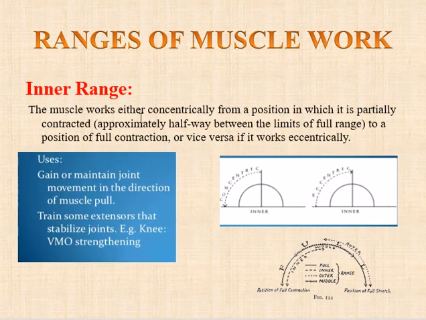Inner range. The muscle works either concentrically from a position in which it is partially contracted, approximately halfway between the limits of the full range, to a position of full contraction, or vice versa if it works eccentrically. Uses: gain or maintain joint movement in the direction of the muscle pull, train some extensors that stabilize a joint, for example at the knee, vastus medialis obliquus strengthening.